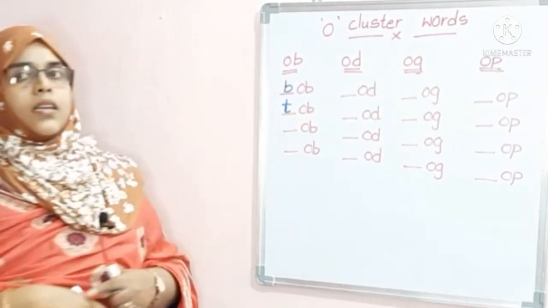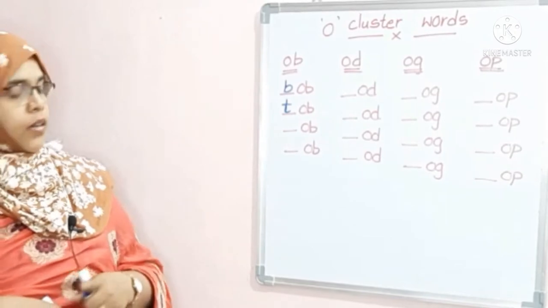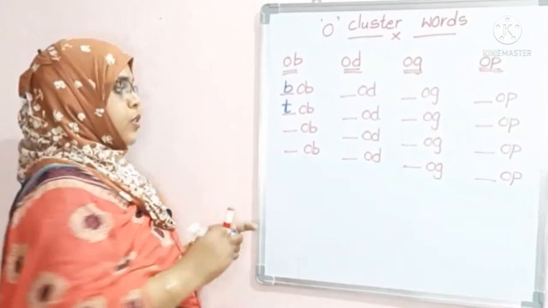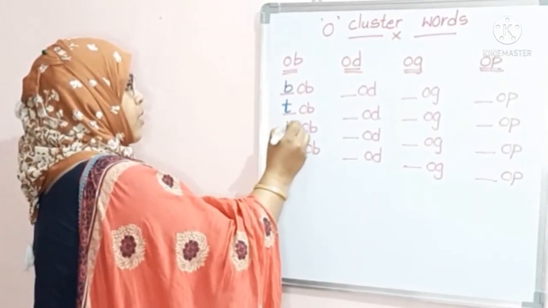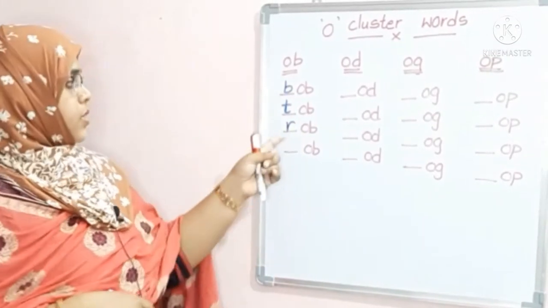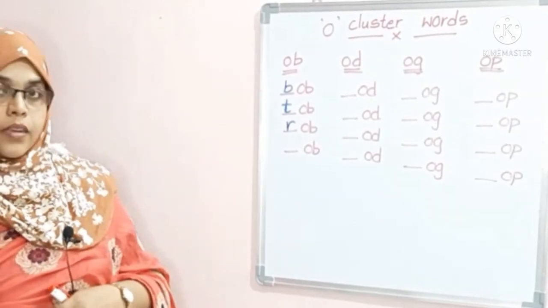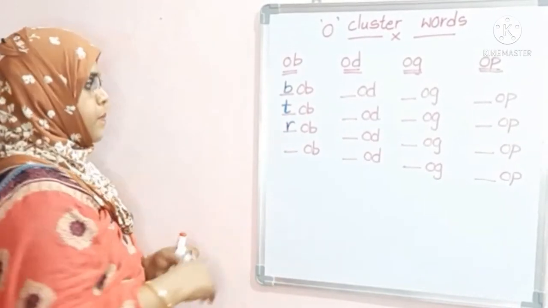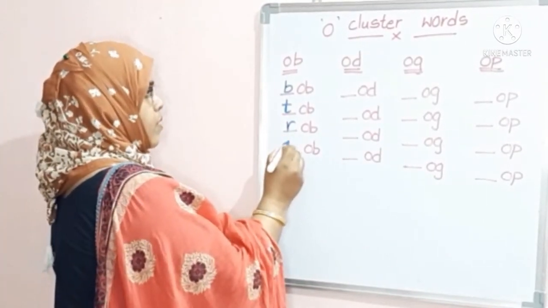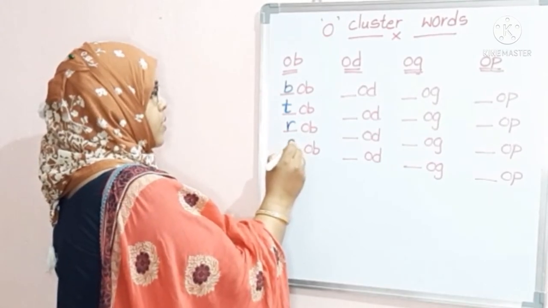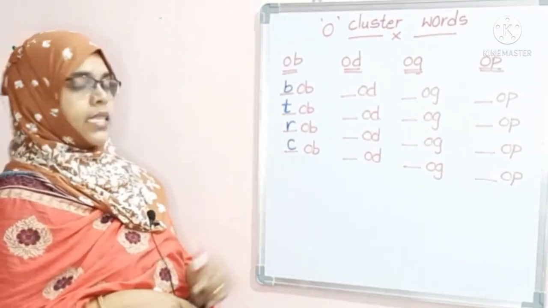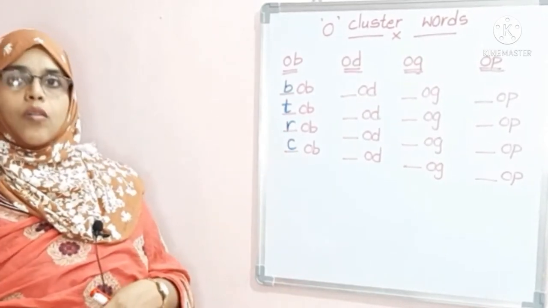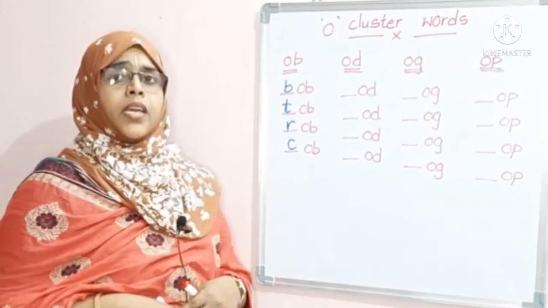T. Sound of T? T, OB. T, OB, Tob. This is R. Sound of R is R. R, OB will be Rob. This is C. Sound of C is K. K, OB will be Cob.